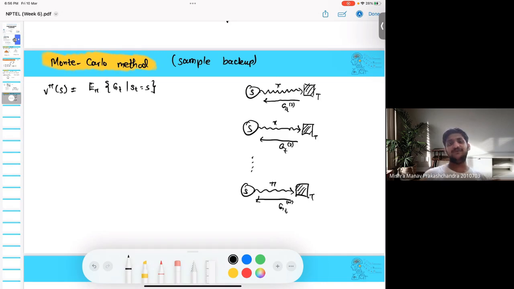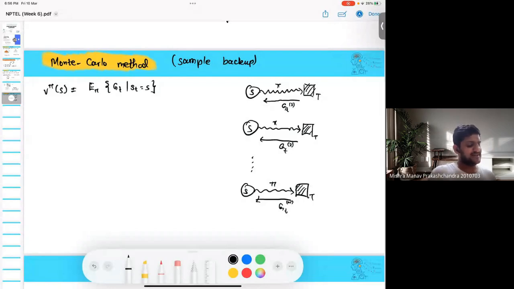Because I reach the end of the episode, I can compute my GT, because GT is only computed once I reach the end of the episode. And once I have a bunch of different GTs, I just collect them and average over them. So this is the basic idea in which V pi of x is calculated.